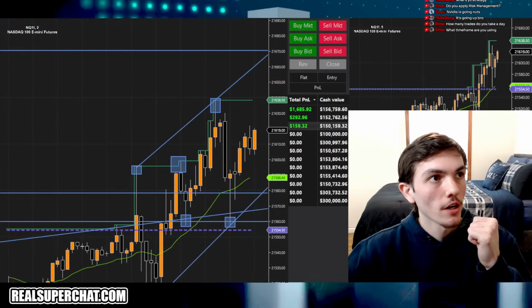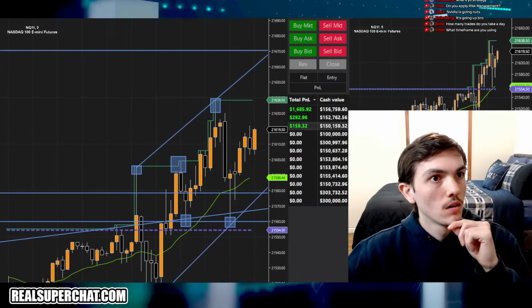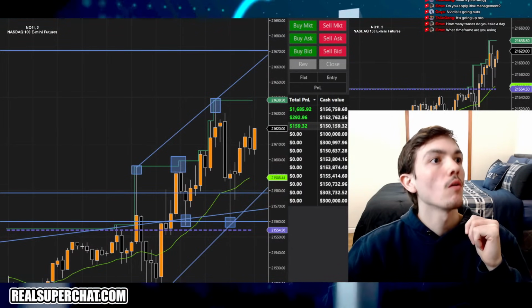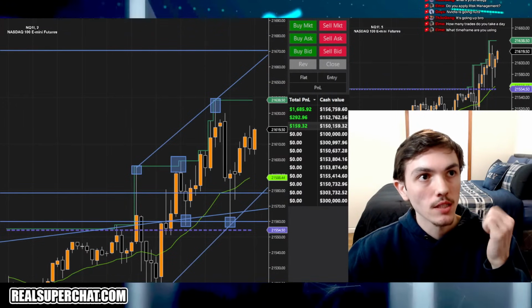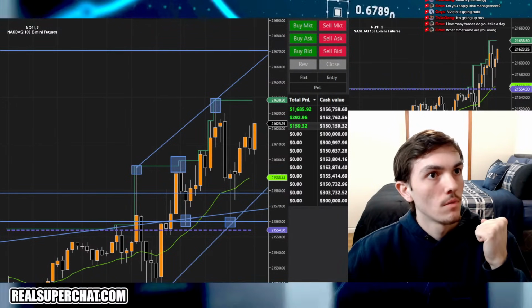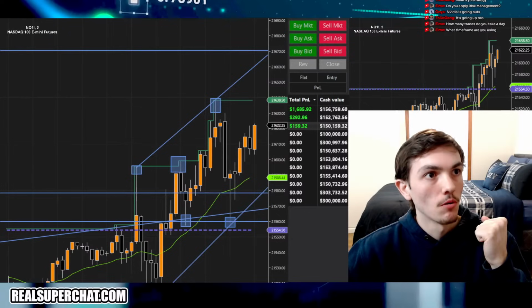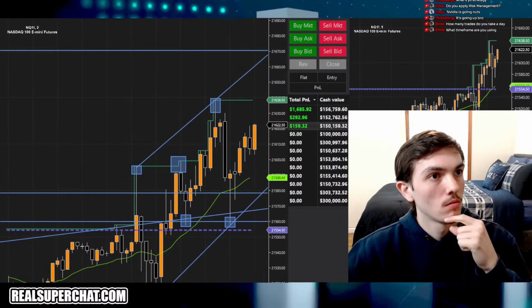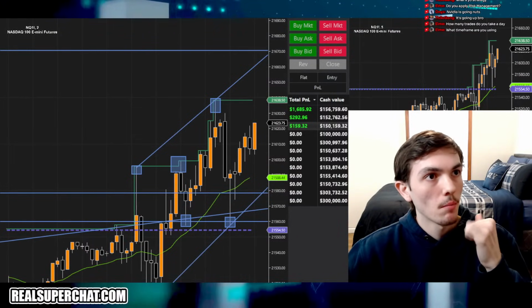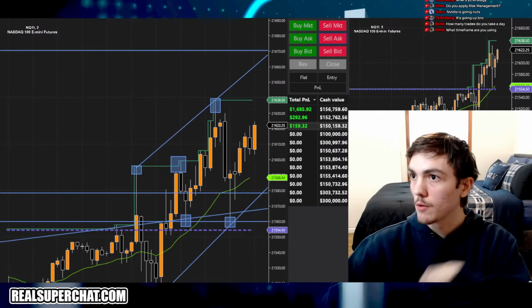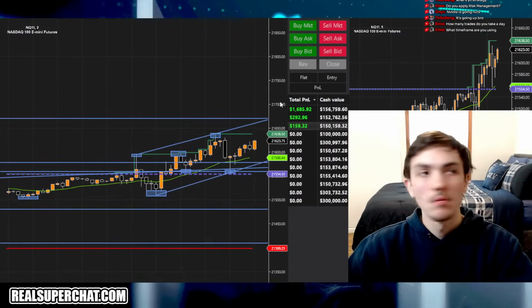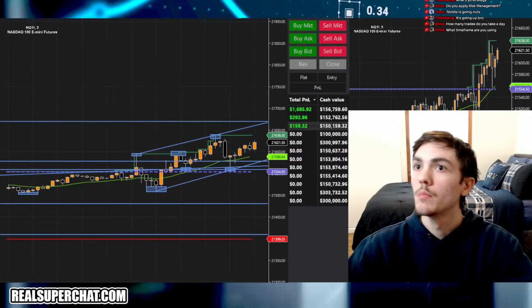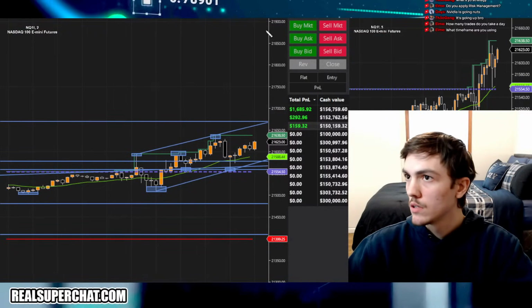I think it's gonna gun. I think it's gonna gun all the way for this high at 21,862. May not make it. Kind of what I'm betting on though. We'll see.